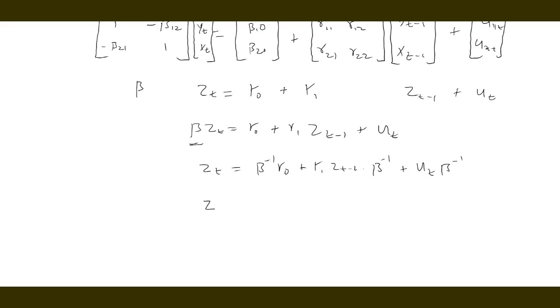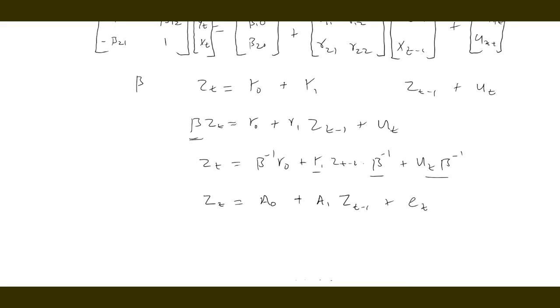We are left with zt, but now we name beta minus 1 gamma naught as a naught, then gamma 1 into beta minus 1 is simplified and we name it as a1 zt minus 1, plus, we rephrase this whole error term as et. So we get the reduced form of our equation for this model.